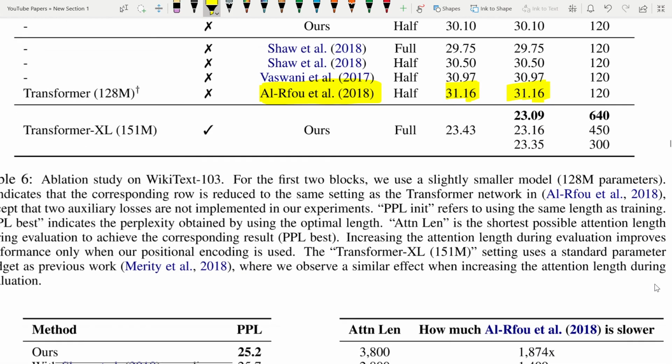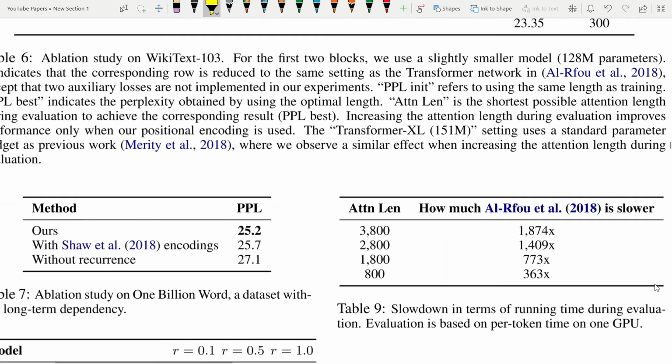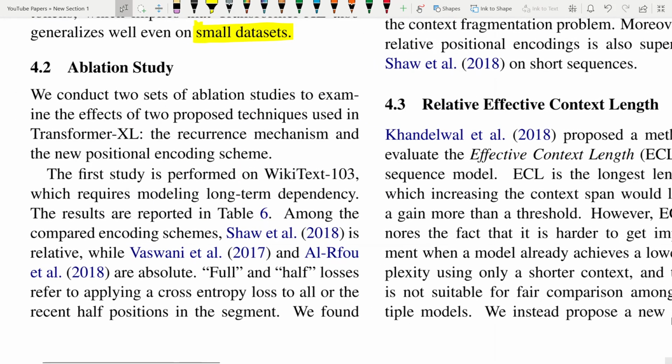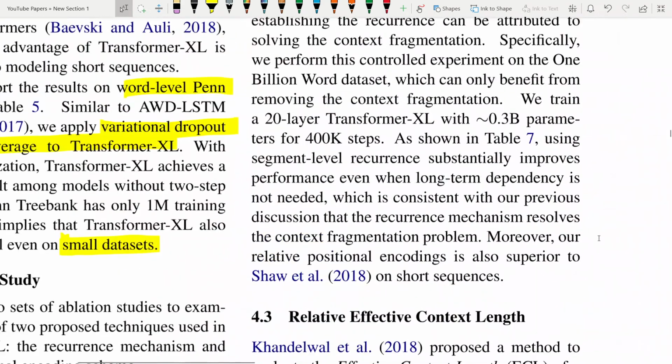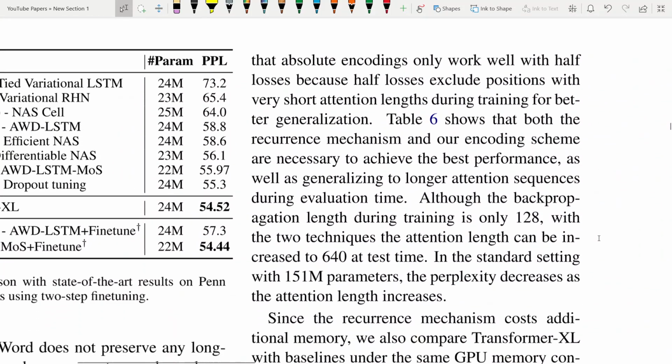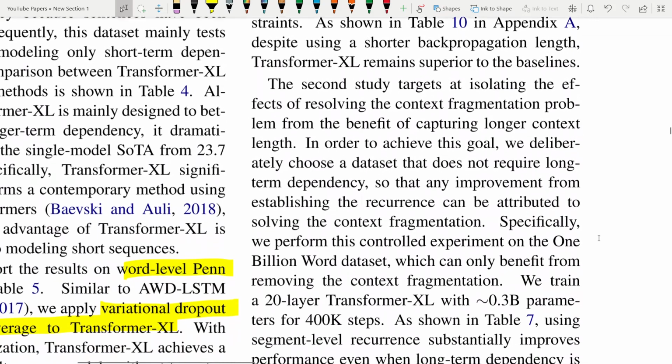And when it comes to this particular half and full losses, that basically refers to applying cross entropy loss to all or the recent half positions in the segment. So I guess I didn't catch it exactly. However, what I feel is this refers to some sort of how long the dependency length is or something like that. So this thing needs to be looked into. This was not quite clear to me.